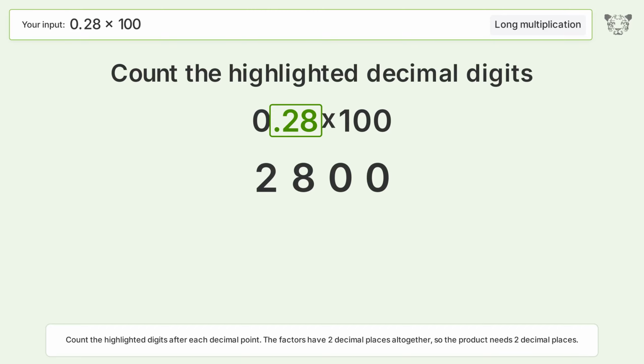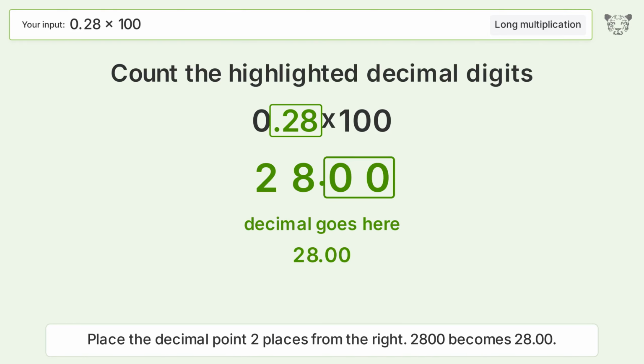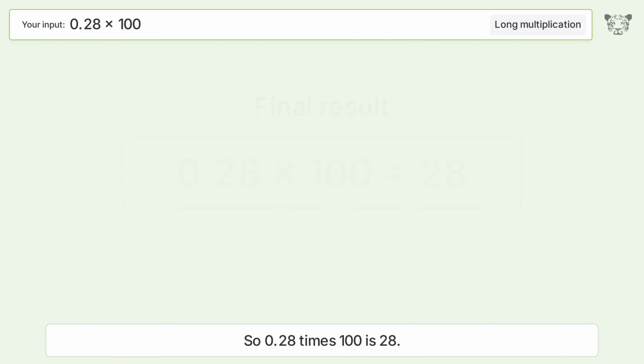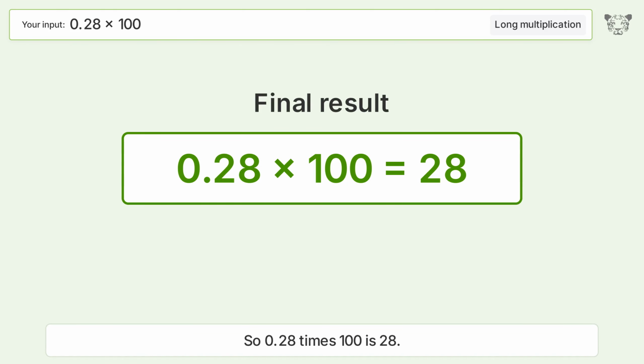Count the highlighted digits after each decimal point. The factors have 2 decimal places altogether, so the product needs 2 decimal places. Place the decimal point 2 places from the right. 2800 becomes 28.00. That is simply 28. So 0.28 times 100 is 28.